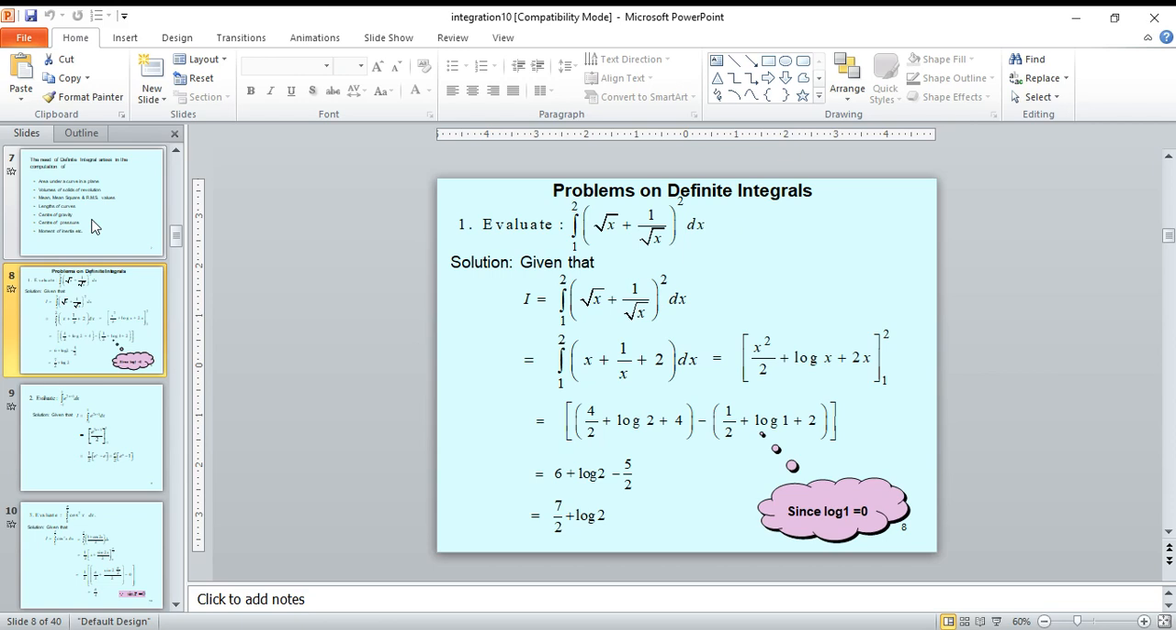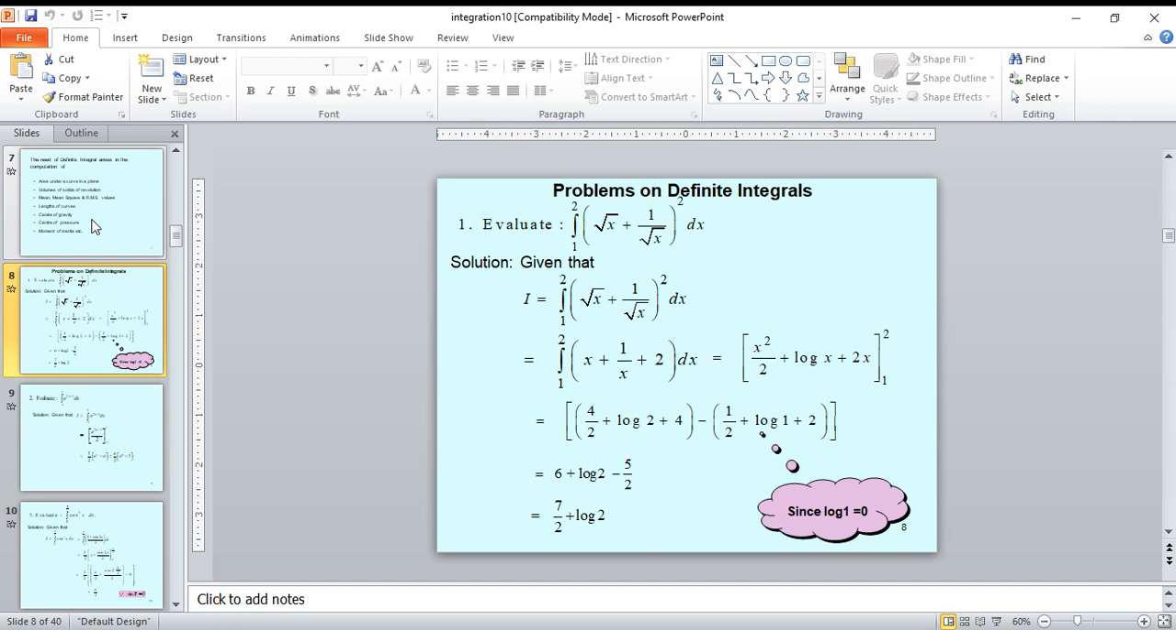So I equals integration from 1 to 2 of root x plus 1 by root x whole square dx. The formula a plus b whole square is a square plus b square plus 2ab. So it is root x square plus 1 by root x square plus 2 into root x into 1 by root x. Root x square, the square and root cancel, that is x. 1 by root x square is also 1 by x. 2 into root x into 1 by root x cancels and gives 2 only, dx.